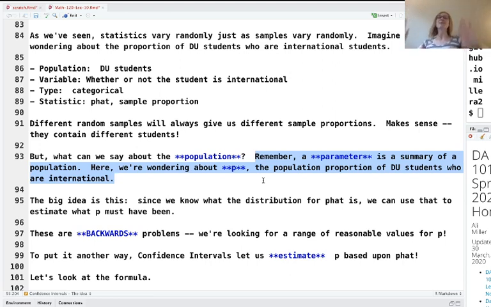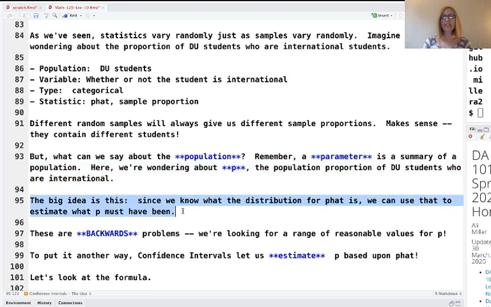They're kind of up in the clouds. We never really know what the parameters are because it's really hard for us to know what's going on with an entire population. We're trying to make an educated guess. And the big idea here is that since we know the probability distribution for these sample results, since we know how likely or unlikely particular sample results are, we can use that information to say something about the population.